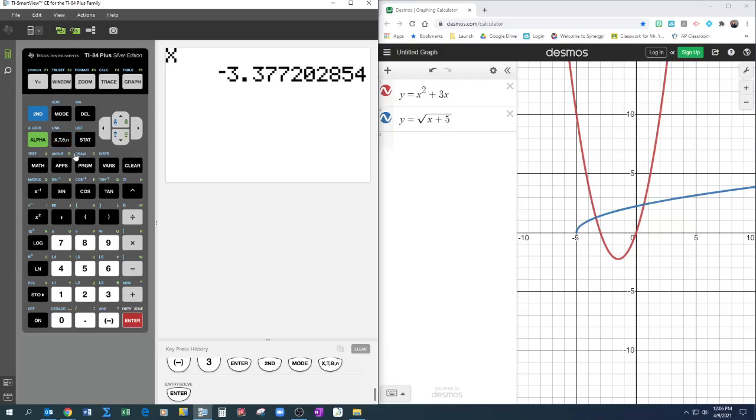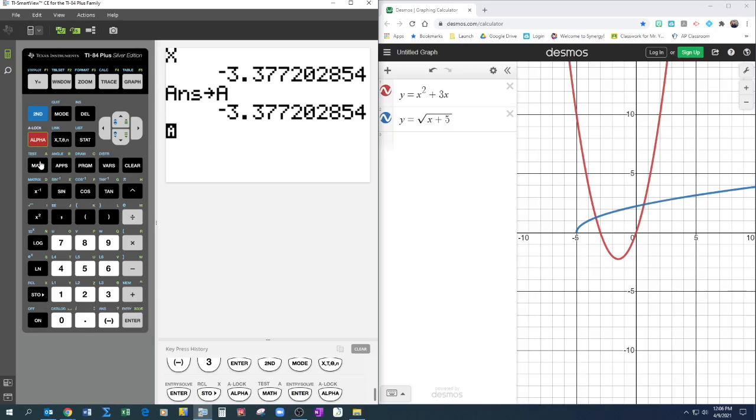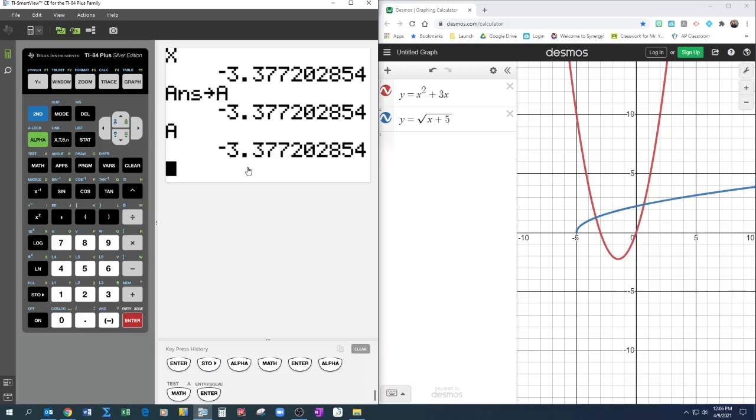And so now what I can do is store that value. I'm going to hit the STO button right here above on, and that's going to store the last value it showed, this negative 3.377 and so on. I'm going to store it as A, so I'm going to hit alpha A and enter. And now anytime I want to refer to A, if I just hit alpha A and hit enter, it's going to call up that value.